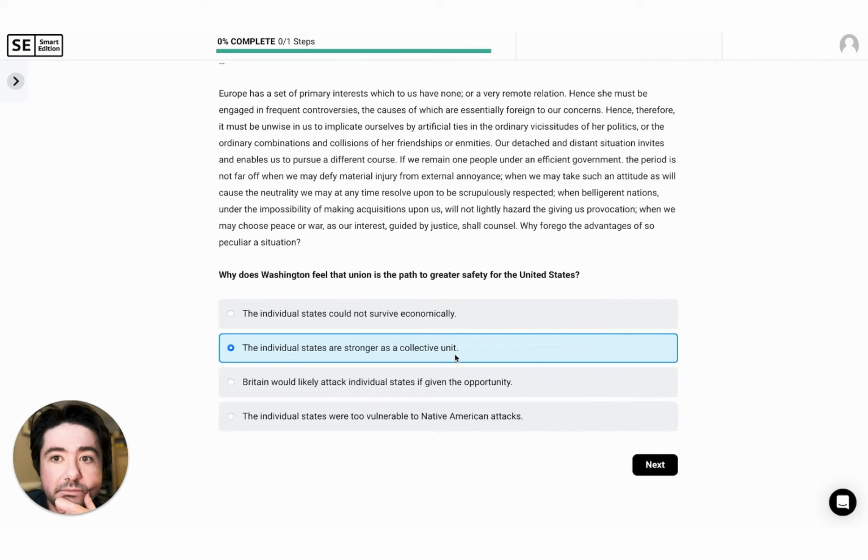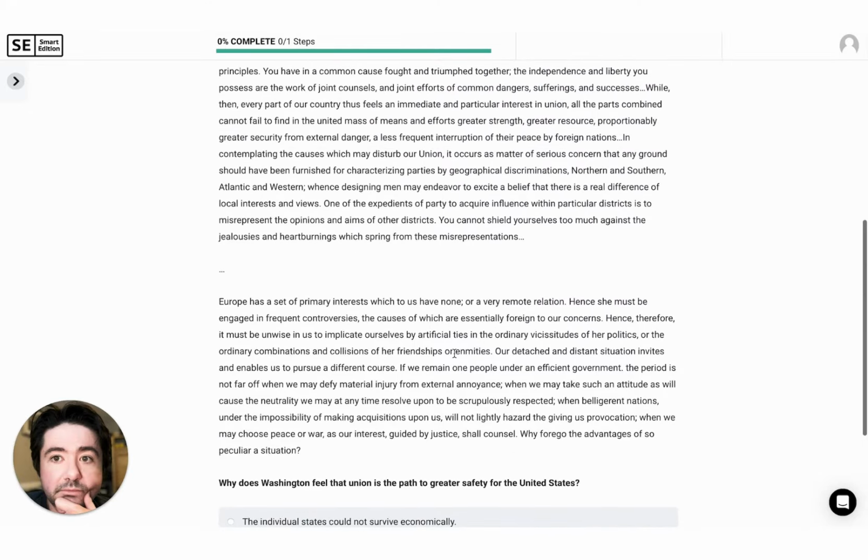Before the Constitution, each state had equal footing with the other states, and the federal government was relatively weak. It made for a lot of disagreements and for a weak country. And now that the states have been brought closer together under the Constitution, we are a stronger country for it. But let's take a look where we find this.